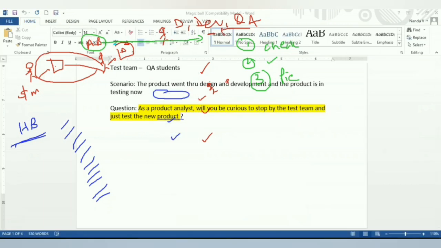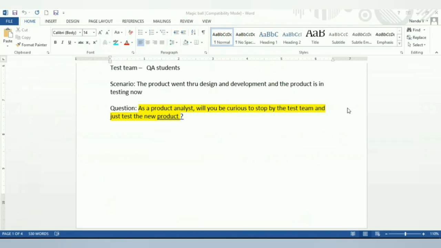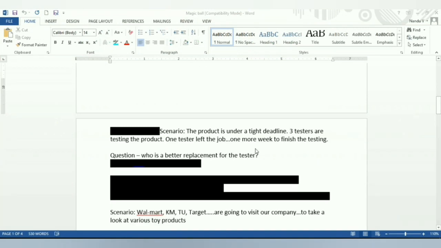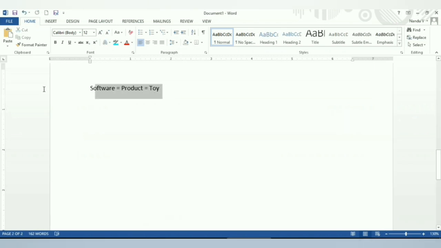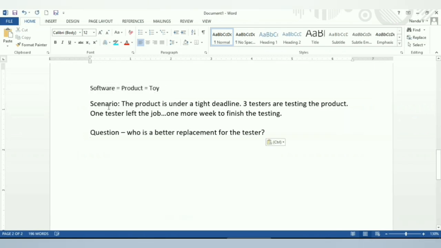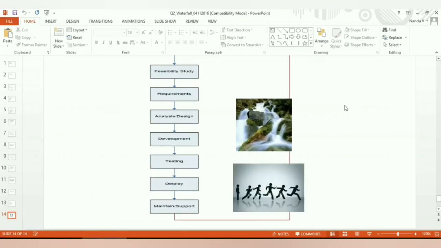So let's go to the next question. Okay, the product is in the same California home scenario you can take, a toy scenario. The product is under a tight deadline. Three testers are testing, one tester is left, and there is one more week to finish testing. Who is a better replacement for the tester?